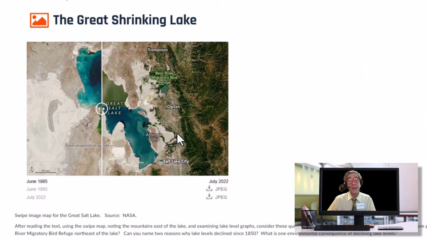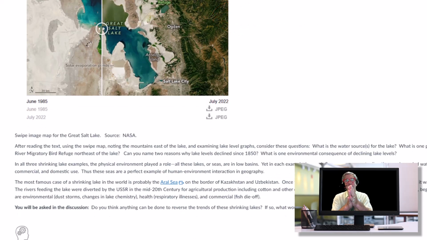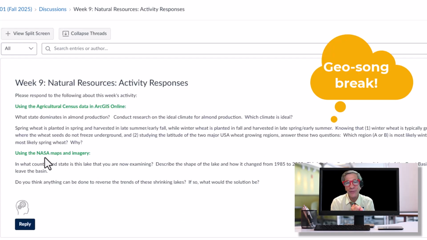And we're also going to examine a critical issue, the world's shrinking lakes. That's all part of the natural resources, because lakes are important natural resources, and they also impact our environment. So we're going to look at the world's shrinking lakes. And finally, I'm going to share with you my geographic song for this week.